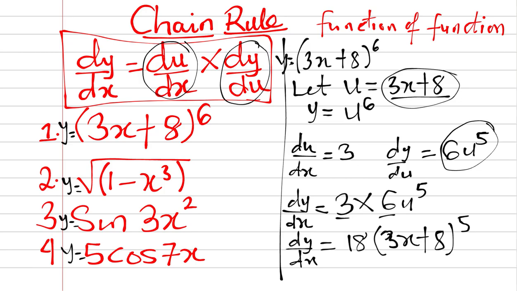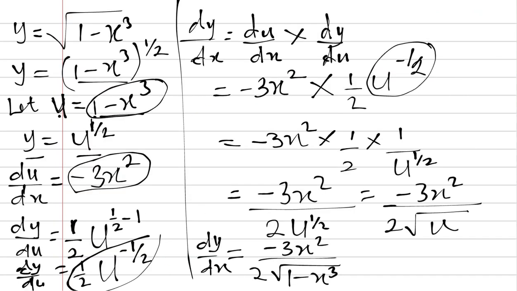So now I want to do the next part. Now you want to do the one of sine and the one of cosine. Now if you want to do these ones, it is also very simple. So the first one, we have sine 3x squared.